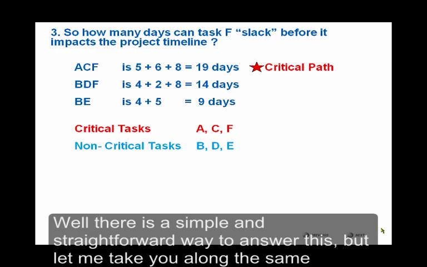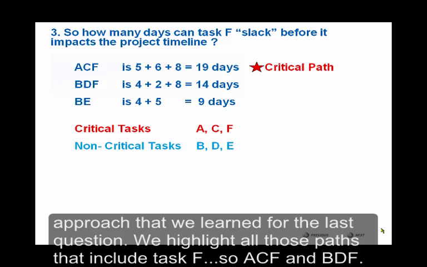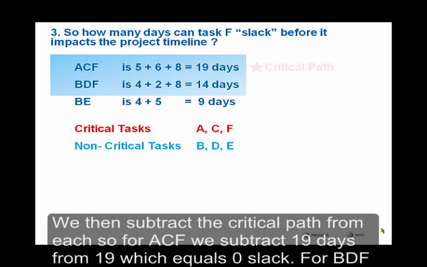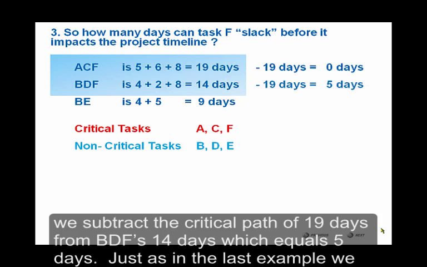Well, there's a simple and straightforward way to answer this, but let me take you along the same approach that we learned for the last question. We highlight all those paths that include task F. So that's going to be ACF and BDF. We then subtract the critical path from each. So for ACF, we subtract 19 days. And we subtract 19 from 19, that's going to equal 0 slack. For BDF, we subtract the critical path of 19 days from BDF's 14 days, and that's going to equal 5 days of slack. And just as in the last example, we have 2 choices.